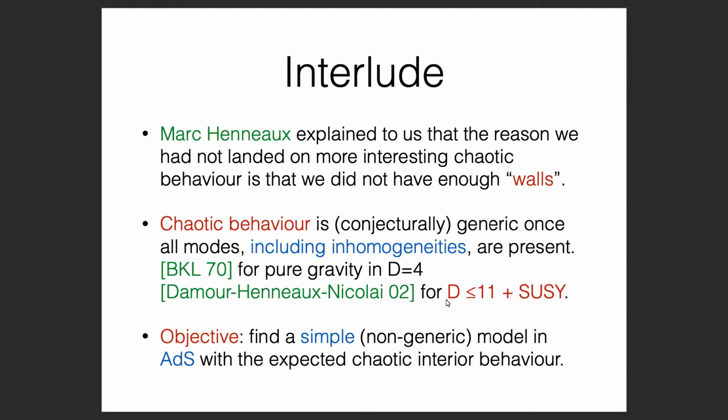However, this isn't quite what we wanted. This is not the generic behavior. A couple of years ago, Mark Hartnoll explained to us that the reason we hadn't landed on this more interesting chaotic behavior is that we didn't have enough walls, which I'll tell you what a wall is in a minute. The chaotic behavior that I'm about to describe is conjecturally generic once all modes are turned on, including inhomogeneities. Everything I'm doing is homogeneous, because I'm not a mathematician. So this is a conjecture.